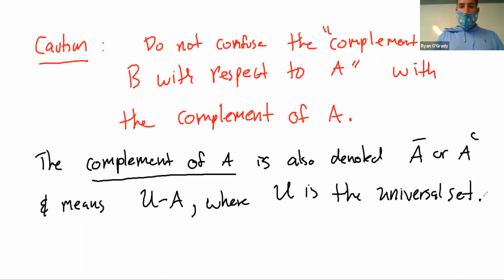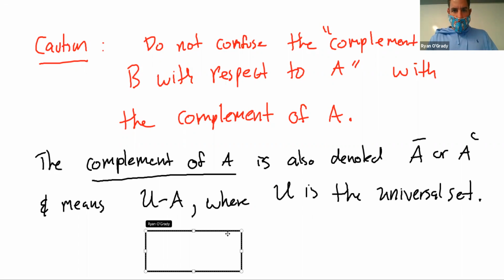So the best way to see this without getting all worked up is to just draw a Venn diagram. So if this is my big set U, then what is the complement of A? Well, let's assume A is some circle. The complement of A is everybody outside of A, but still in the universe.